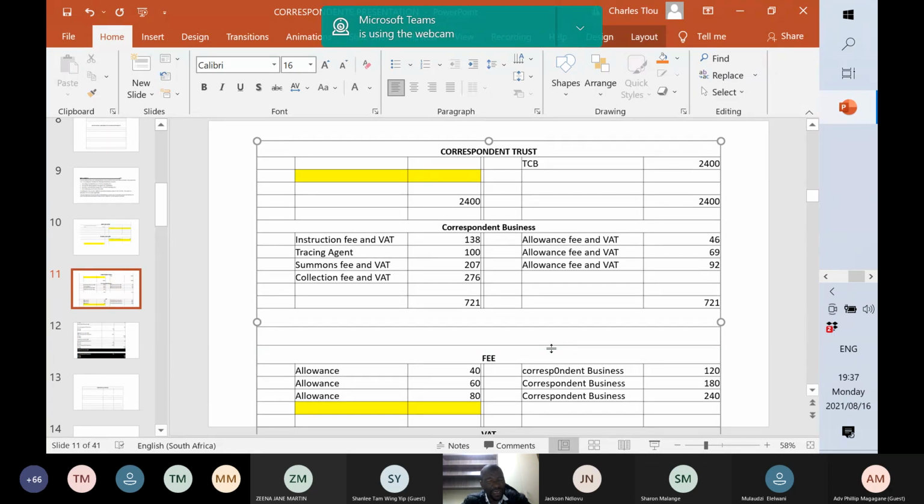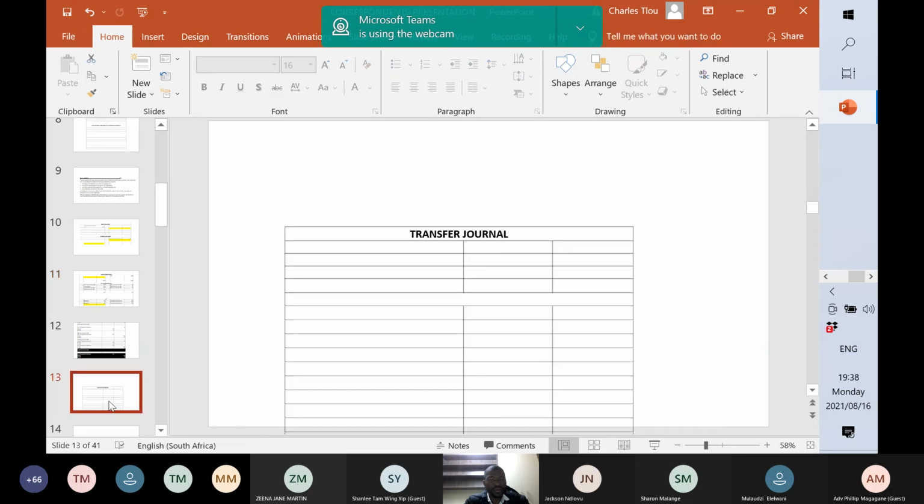Now we go to step number 7.1, trust transfer. We are going to transfer from the correspondence trust ledger account to the same correspondent business ledger account what the correspondent owes us. Now that you are transferring from one client's trust to the same client's business, what journal do we need? Transfer journal, correct. You need a transfer journal.